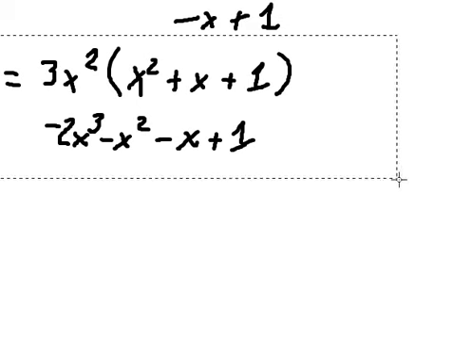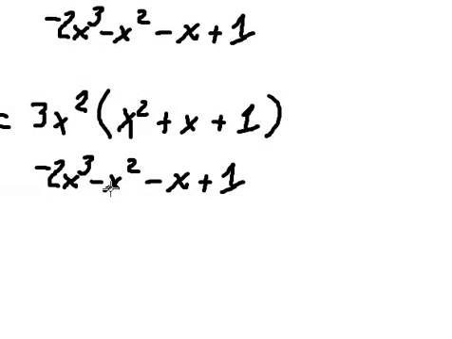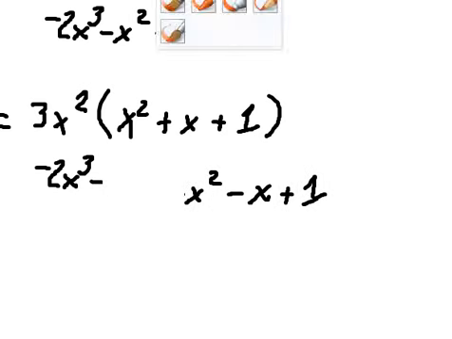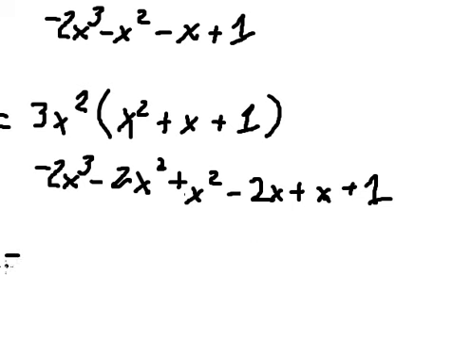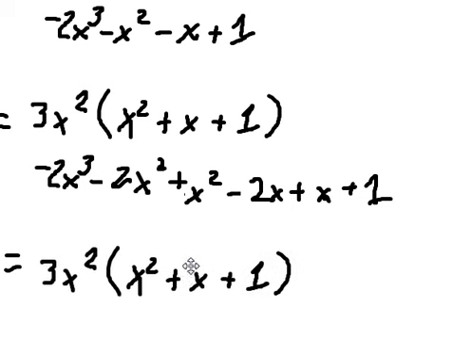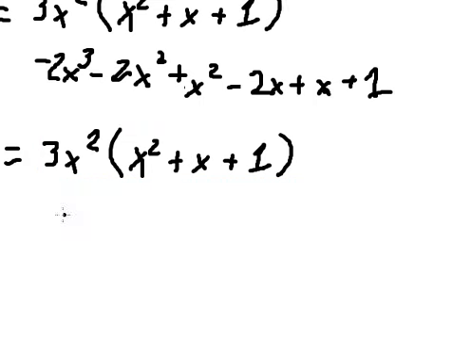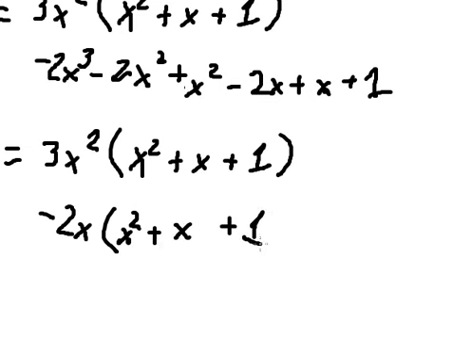From now on, about negative x squared, we can put negative 2x squared plus x. About negative x, we can put negative 2x plus x. So we can do factorization in here. And that is about negative 2x. And the last one, that is about number 1.